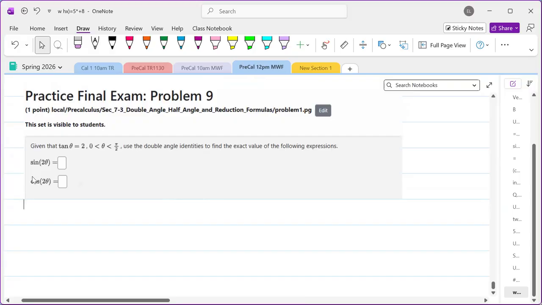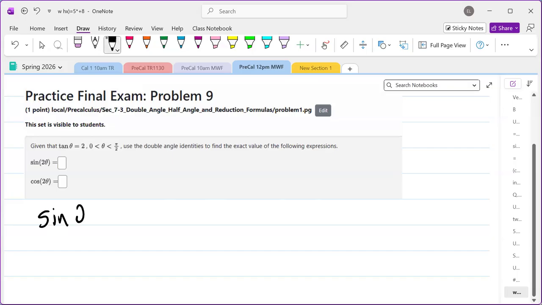So number 9 tells us, given that tangent of theta is 2, and theta is between 0 and pi over 2, use the double angle identities to find the exact value of the following expressions. So my sine 2 theta and my cosine 2 theta, those are formulas on the formula sheet. The formula for sine 2 theta is 2 times sine of theta times cosine of theta. So I need to know what sine of theta and cosine of theta are in order to answer what sine 2 theta is.